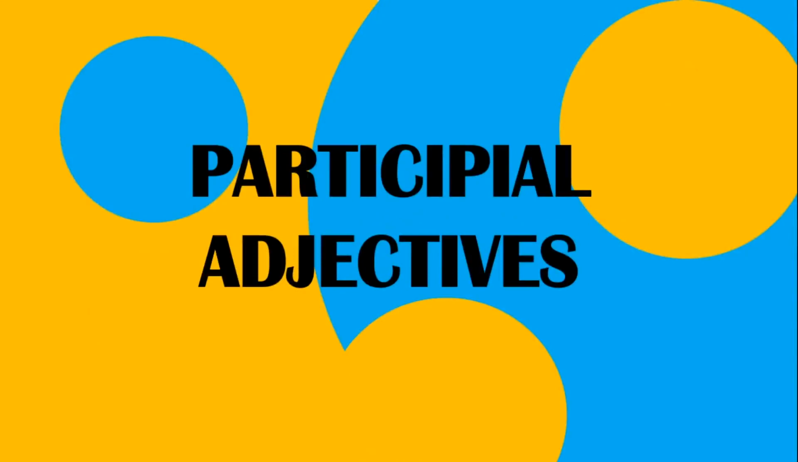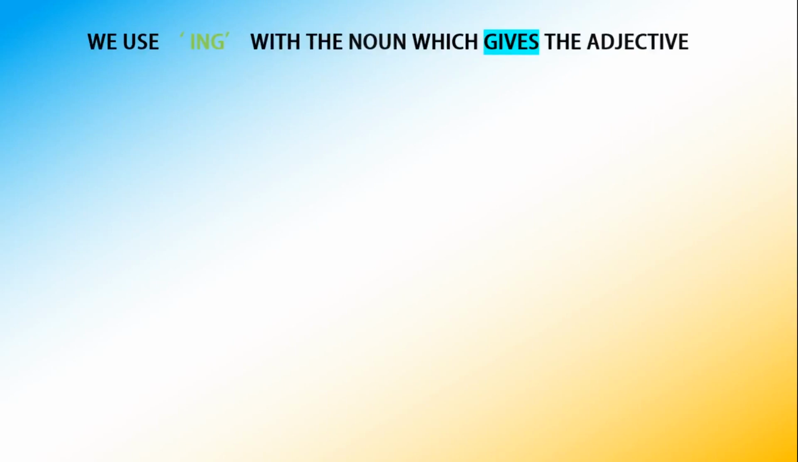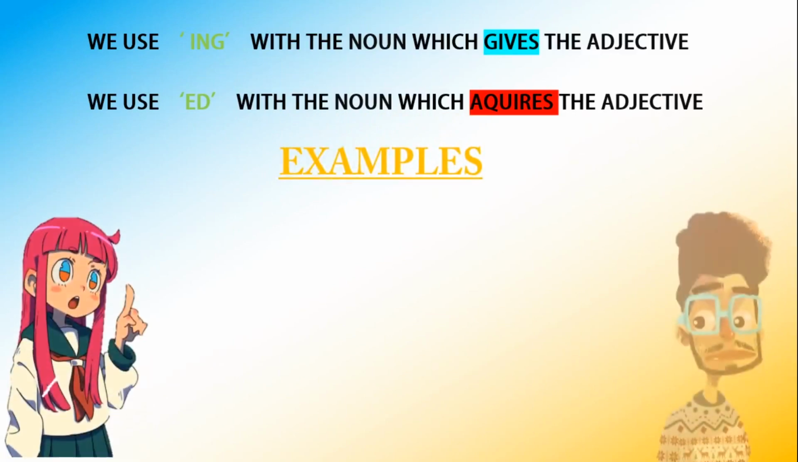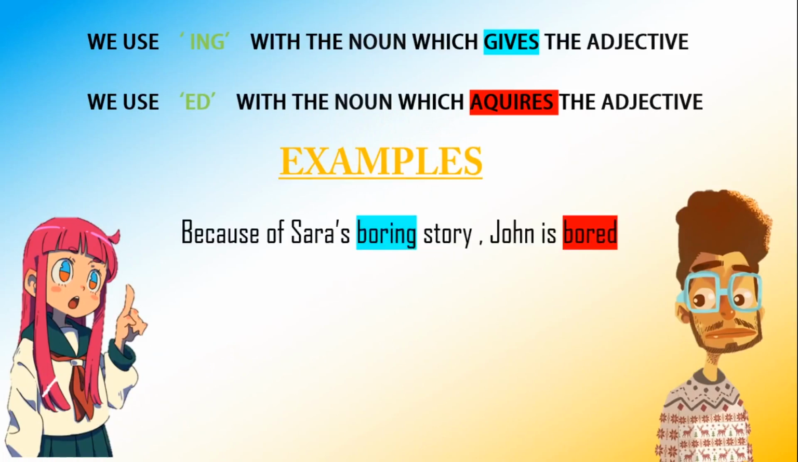Okay, let's move to the last part, which is participial adjectives. Don't worry about the title, it's very easy. The rule says we use -ing with the noun which gives the adjective, and we use -ed with the noun which acquires the adjective. What do I mean? Let's have an example. This is Sarah and this is John. Because of Sarah's boring story, John is bored. The noun story gives the adjective boring, and John acquires the adjective bored. So the story of Sarah is boring, that's why John becomes bored. The story gives the feeling of being bored, and John acquires that feeling.